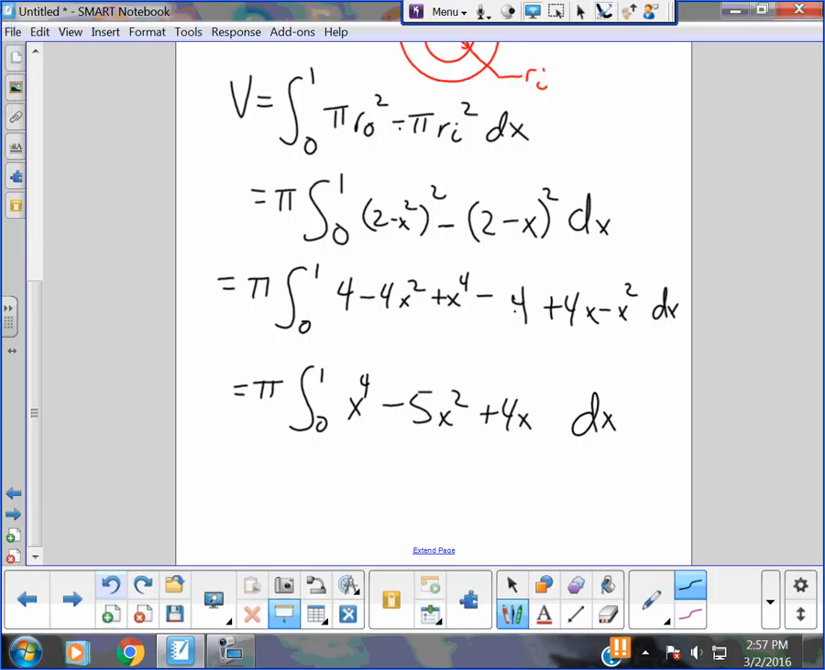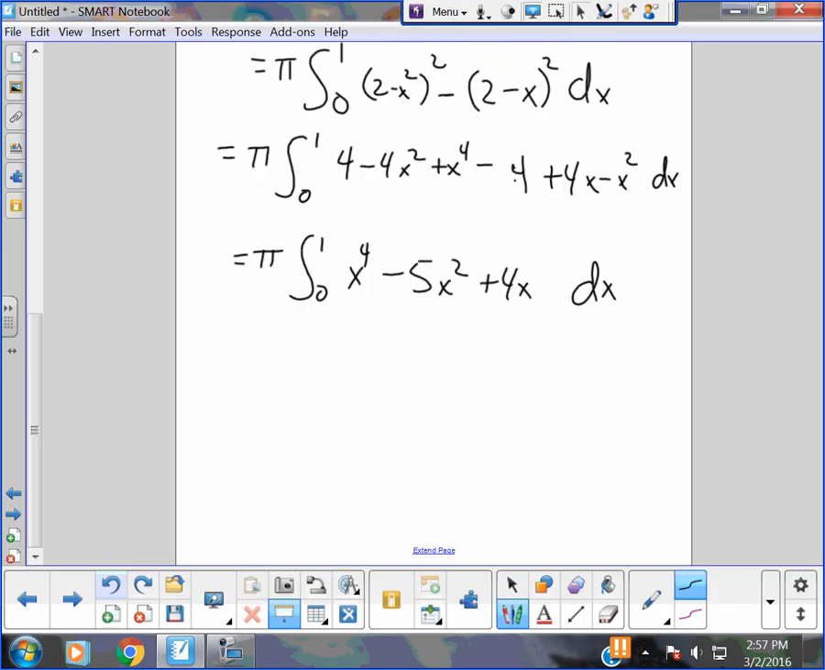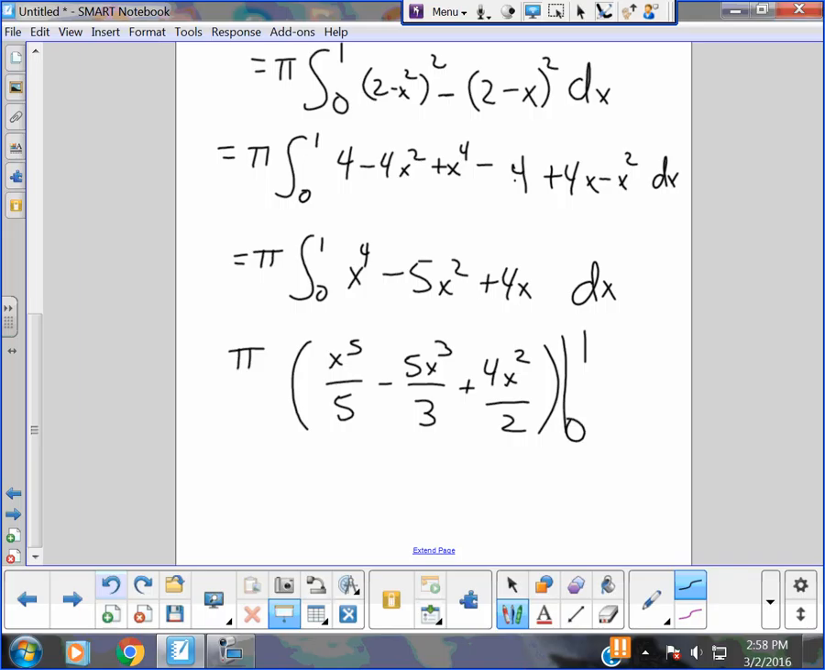Now, gut reaction, should this be more than 2/15 pi? Should be more than the last answer, don't you guys agree? There's a lot more stuff happening around, so let's see if that happens. Let's evaluate it. I think it's x to the 5th over 5 minus 5x cubed over 3. And I know some of you are going to scoff when I write that, but I do not think I just integrate 0 to 1. All right?